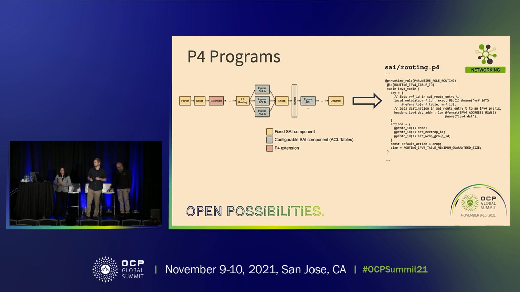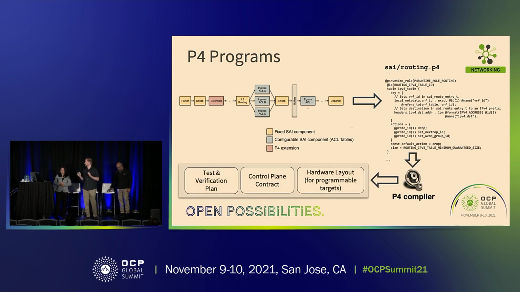This is shown on the right here, and this is just a snippet of the fixed parts of SAI that we've modeled in P4. Now, once you have things in P4, we can do a bunch of things automatically with the compiler. The first thing we can do is lay out the hardware in the case of FPGAs, programmable ASICs, or CPU. But P4 also expresses the control plane contract between SONiC and the SDN controller in unambiguous terms and entities that are described precisely by the P4 program.